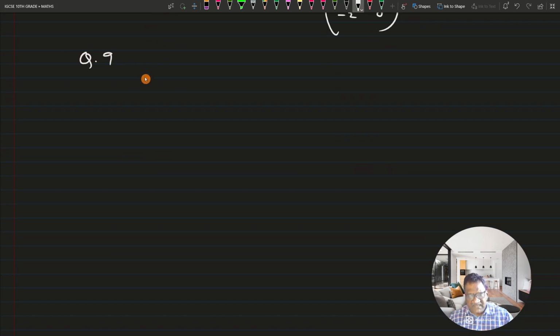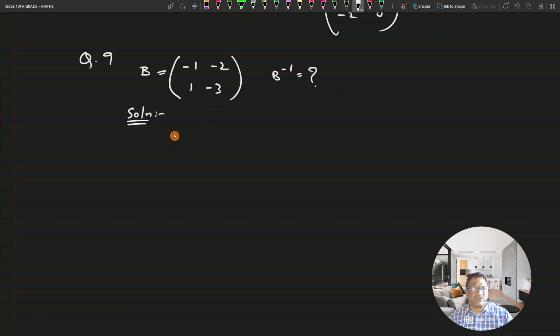Question number 9 says that if you have a matrix B, say minus 1, minus 2, 1 and minus 3, what will be B inverse? Now let me try to do this directly. So B inverse will be equal to 1 upon the determinant of B, which will be minus 3 into minus 1 is 3, minus minus 2 into 1 is minus 2, so 3 plus 2 is 5. So this is my determinant. Okay, 1 upon 5 times the adjoint.